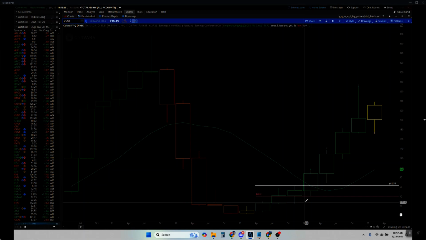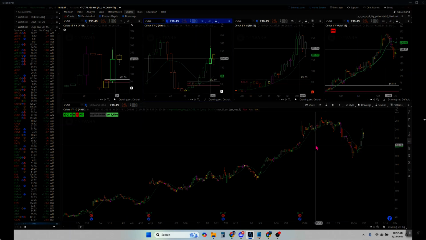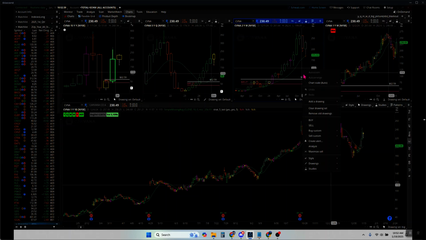But it told you that way back here, it was what? Possibly ready to reverse. But you could have gotten in on a smaller time frame. And that's one of the reasons why I like to apply that to a month and a week as well. Any questions on Carvana?